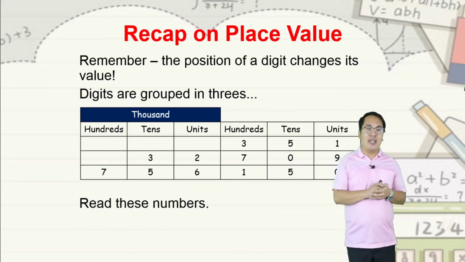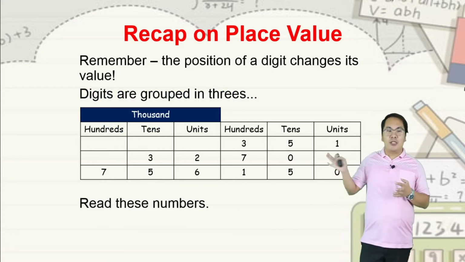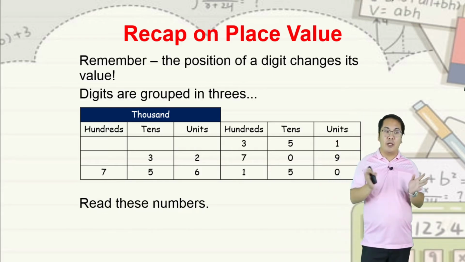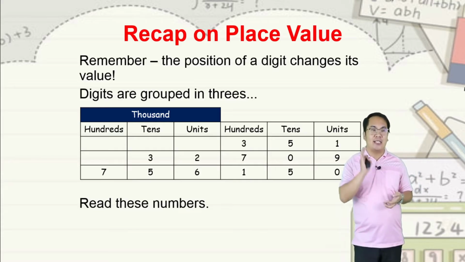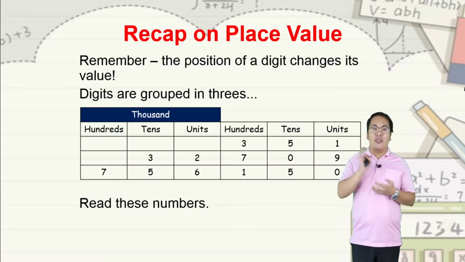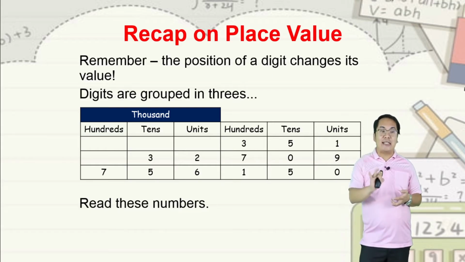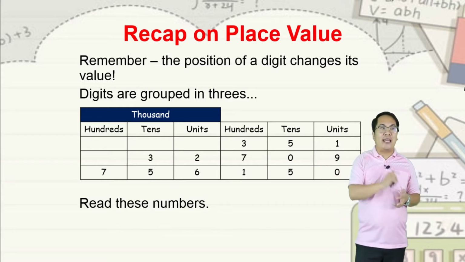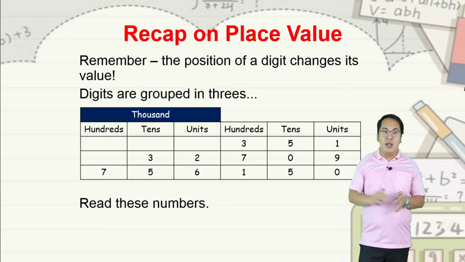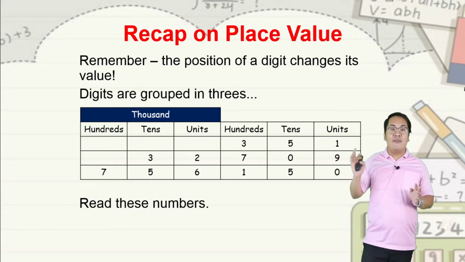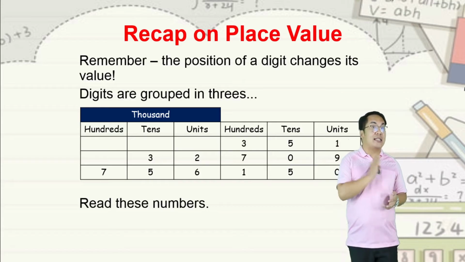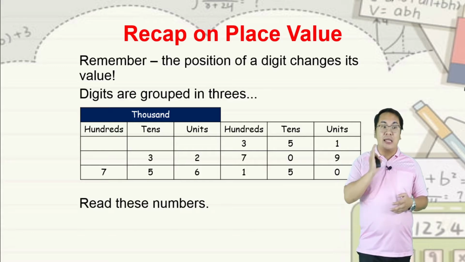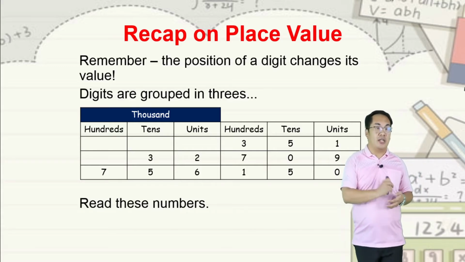Alright, I have here a set of numbers. How are we going to read these as easily as we can? Remember, the position of the digits changes its value. Digits are grouped in three. We have the ones, tens, and hundreds. The units, we can also call ones. So ones, tens, hundreds, and even the thousands place has its own ones, tens, and hundreds. The ones, tens, and hundreds in the thousands place are called thousands, ten thousands, and hundred thousands.